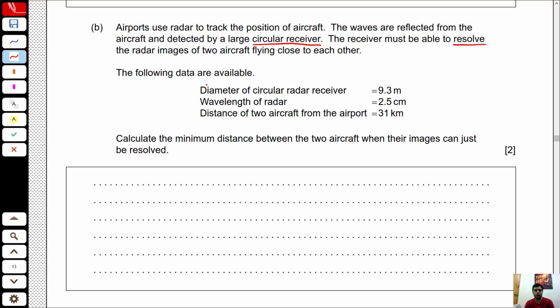The following data are available. The diameter of the circular radar receiver is d, so this is small d, the diameter of the circular aperture. The wavelength of the radar, so we have the wavelength, and the distance of the two aircraft from the airport, so this is the capital D. Calculate the minimum distance between the two aircraft when their images can just be resolved.